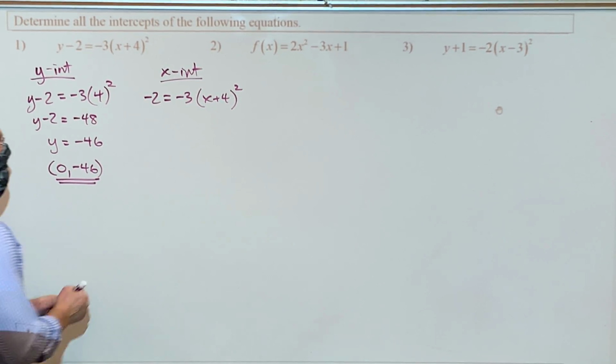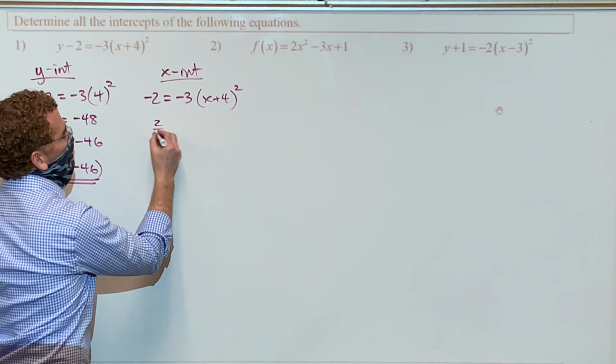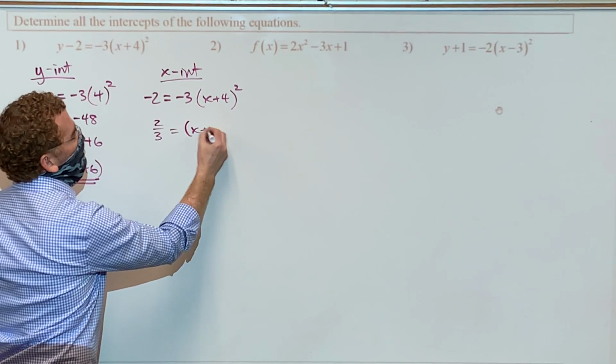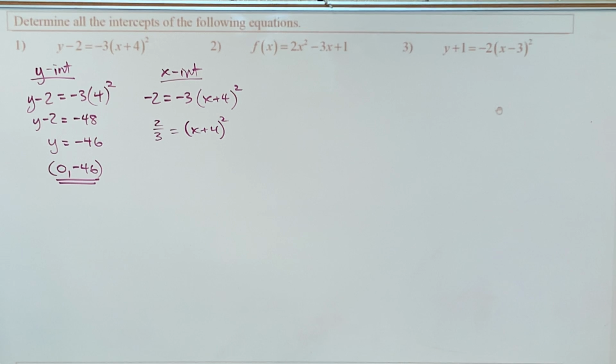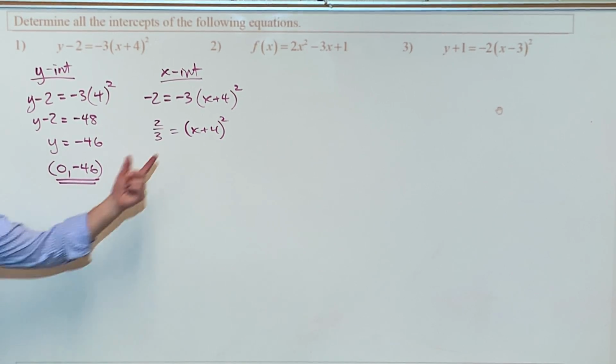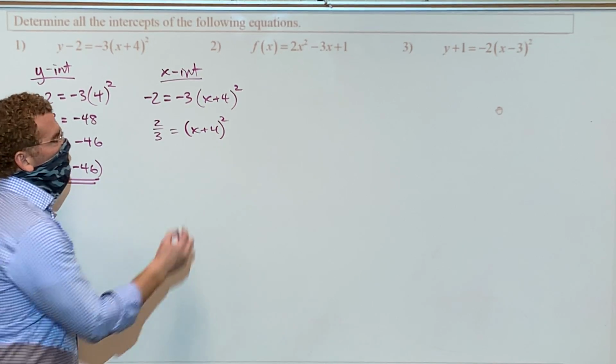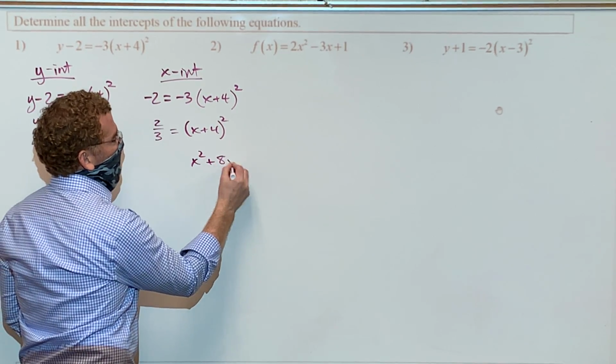Okay, one option is to divide by -3. Then what? Now, if I FOIL it right now, here's what's going to probably happen. If you go ahead and multiply that out, you're going to get x squared plus 8x plus 16.